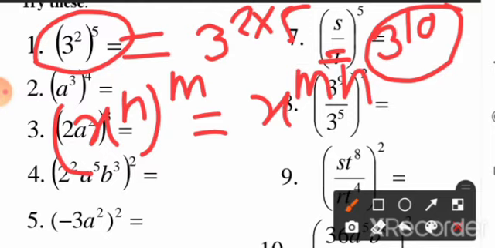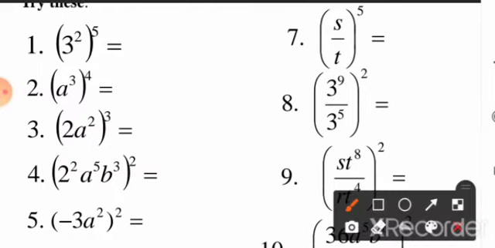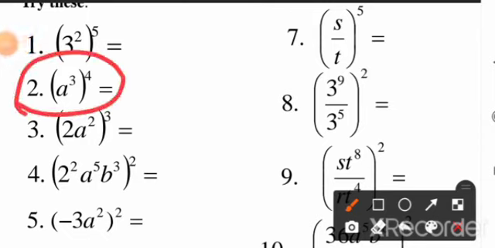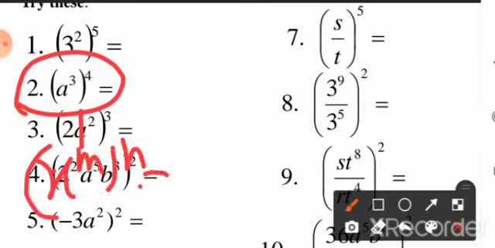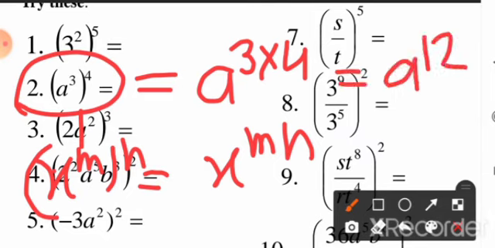Now the next question, the second question, is given here. The question is (a power 3) whole power 4. So how to apply the similar law of exponent as in the previous question? Same law. It means (x power m) whole power n is equal to x power m into n. So you can write now a power 3 into 4. So the result we get is a power 12. Let's complete question number 2.